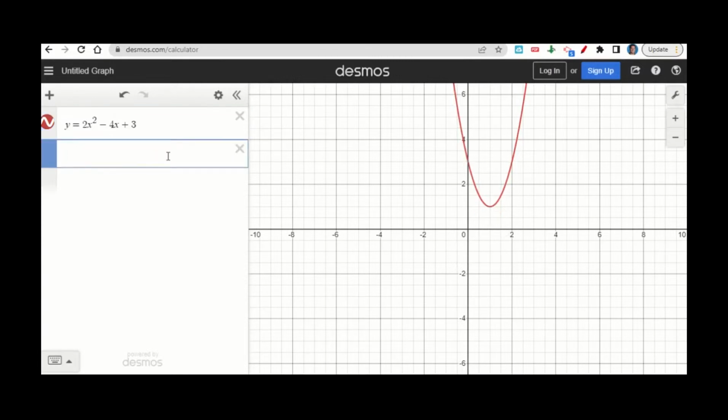We could also do it in vertex form. So y equals (x minus 3) squared plus 5. And we can see here that our vertex, if we click on it, is at (3, 5). So this is how you can use Desmos to check your work when trying to find the location of the vertex of a quadratic.